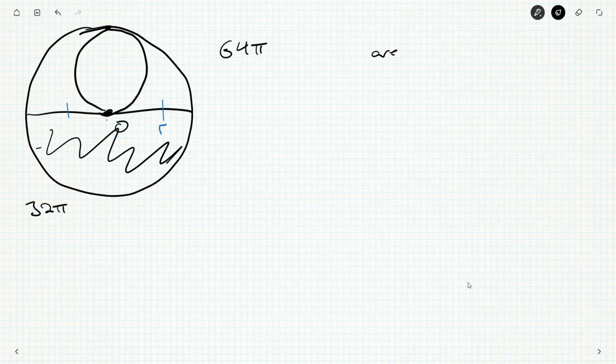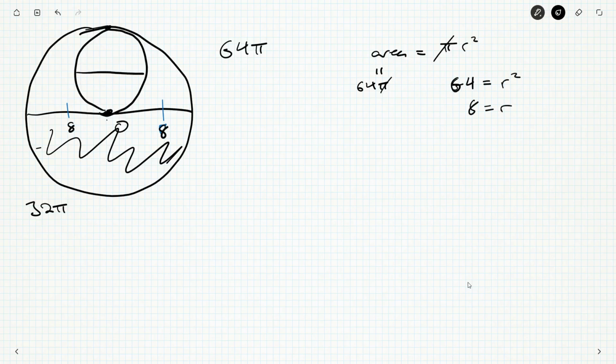we know the area of the big circle is pi r squared, but we know it's 64 pi. Divide by pi on both sides, I get 64 is r squared. That tells me r is going to be 8, square rooting either because I know this number or with my calculator. So we have a radius of 8 here. That's fine. And then what have we got?